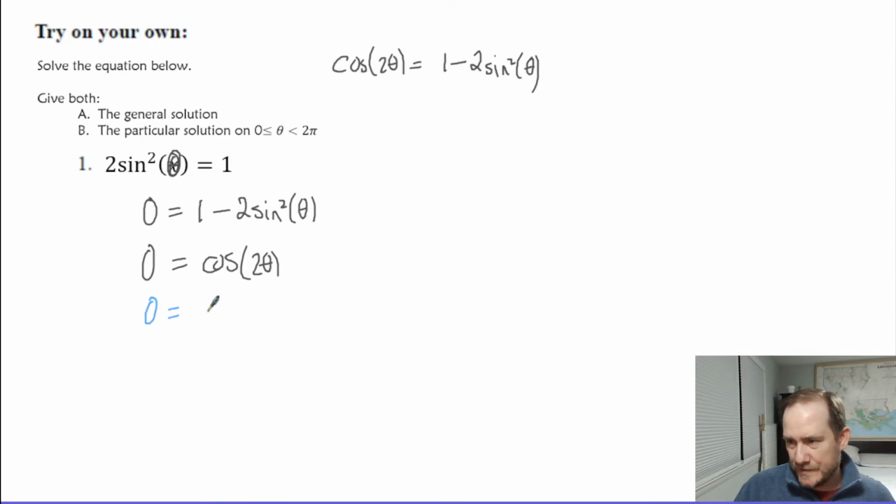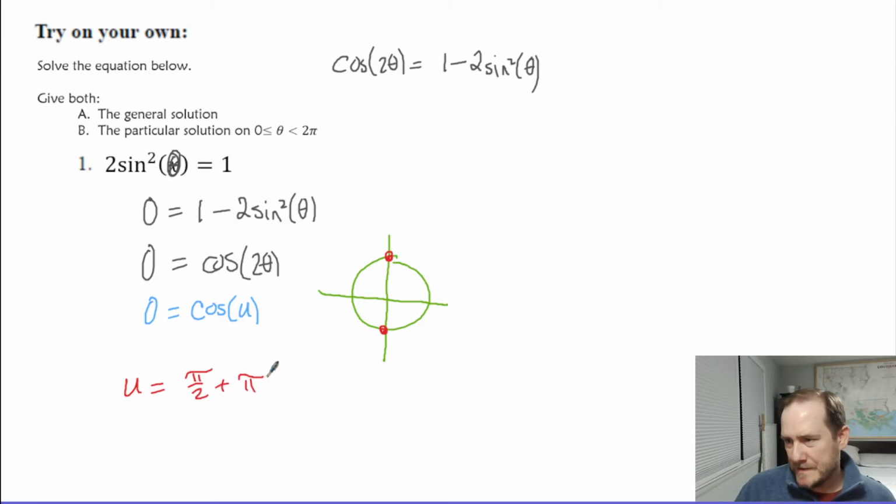It's a nice little crutch, I suppose. But let's just call this cosine of u. And then we can make our solution set for u. So it's asking when is cosine 0? Cosine is x. So we would get two positions here and here. And so that means u is equal to pi over 2 plus pi times k, where k is an element of the set of integers. And then this is when we remember that, hey, u is actually just 2 theta.